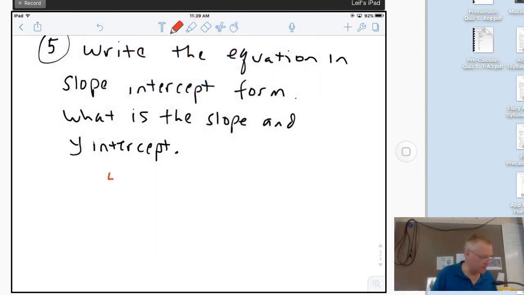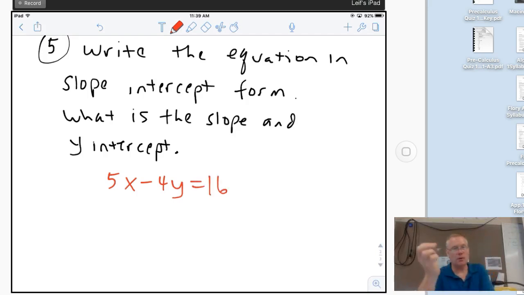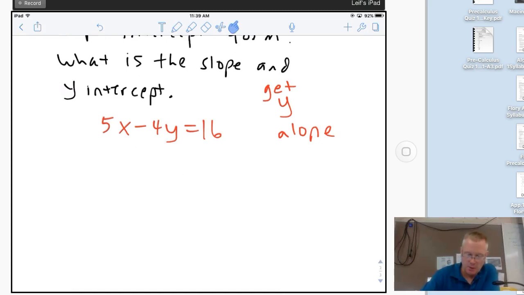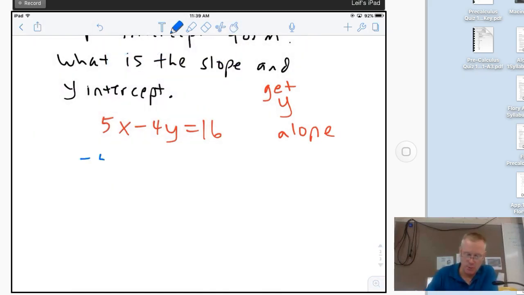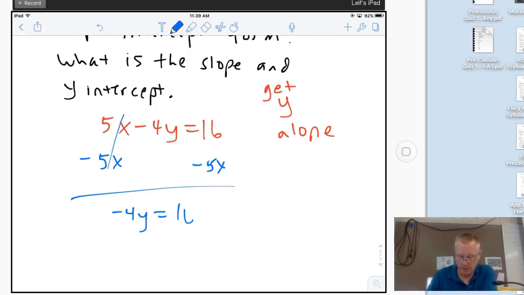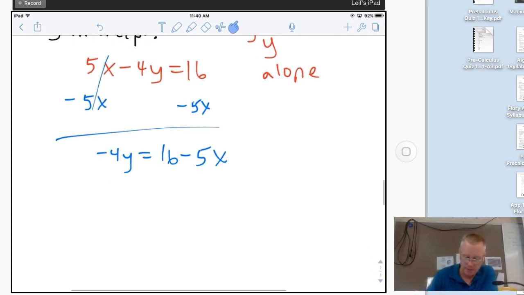And my equation is 5x minus 4y equals 16. So what I want to do is get y alone, which means I'm going to manipulate this equation, doing opposite operations. The first thing I'm going to do is move the 5x to the other side, so I subtract 5x from both sides. I get negative 4y equals 16 minus 5x, or negative 5x plus 16, same thing.